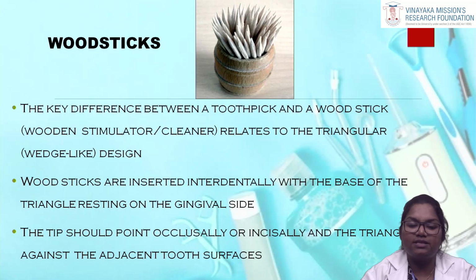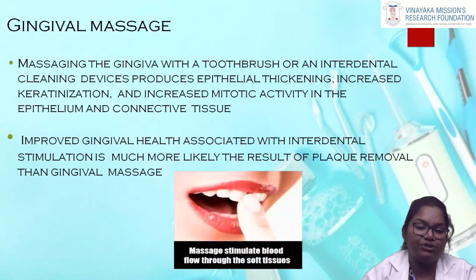So what are these wood sticks? The key difference between a wood toothpick and a wood stick is that wood sticks are triangular in design. The wood stick is inserted interdentally with the base of the triangle resting on the gingival side, the tip pointed occlusally or incisally, and the triangle against the adjacent tooth surface. So it basically fits snugly in the interdental space, thus not harming the adjacent tissues.